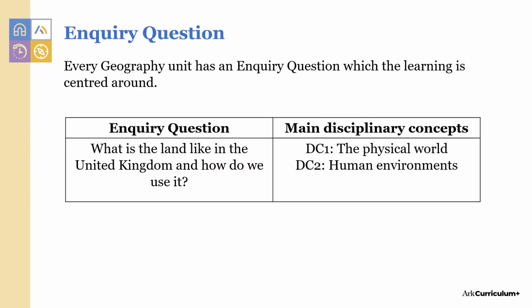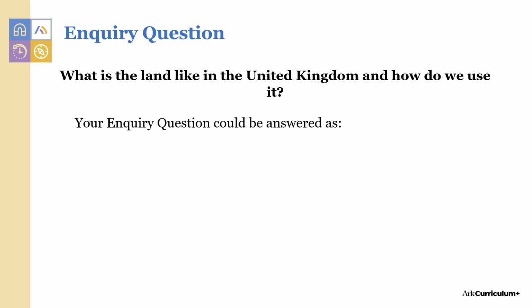To recap, this is the inquiry question for this unit. What is the land like in the United Kingdom and how do we use it? The main disciplinary concepts are DC1, the physical world, and DC2, human environments. To support teachers with implementing the inquiry question, we've created an inquiry question support document. Here you can find the information you will need and an additional activity for pupils to complete. This could support them as a planning activity, be a recap of the entire unit knowledge to refresh memories before the assessment, or be edited into the assessment itself.